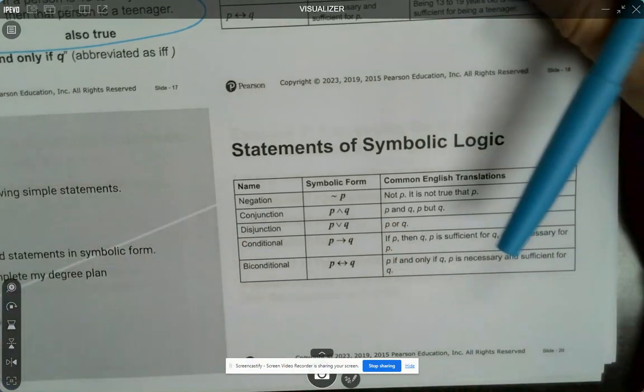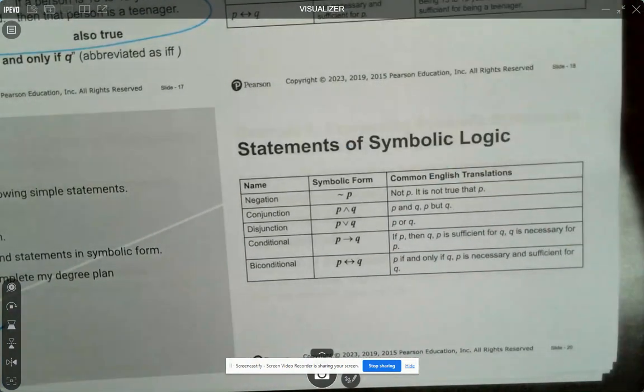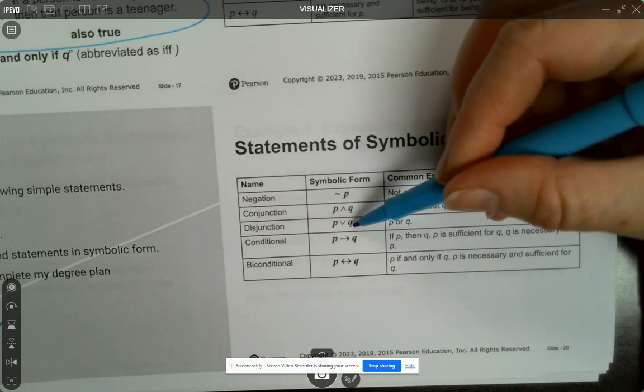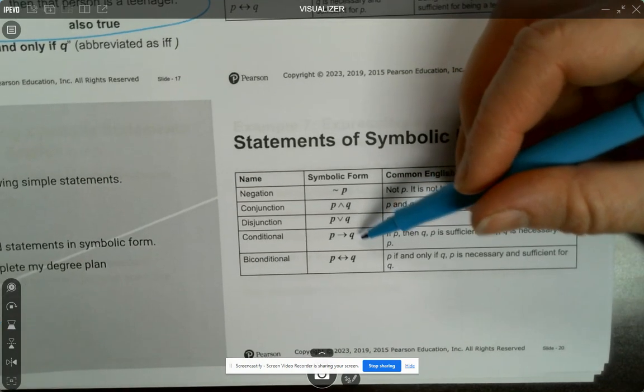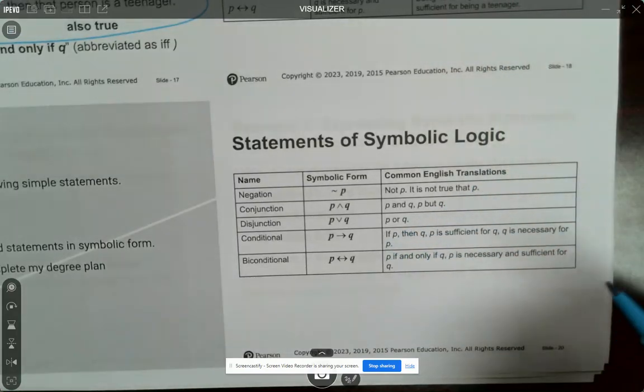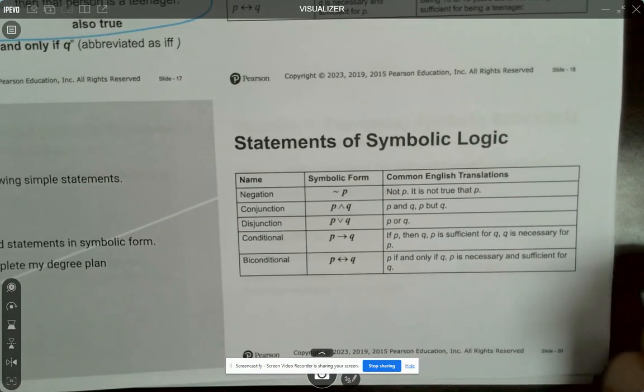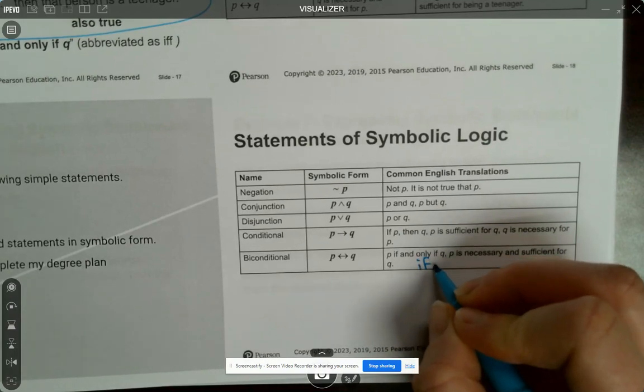Okay, here's some more symbolic. This is more of a summary. So we have negation, we have the and, we have the or, we have the if-then, we have the if and only if. So you might see if and only if as IFF.